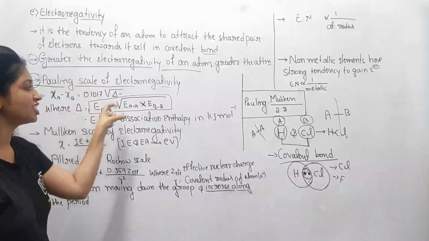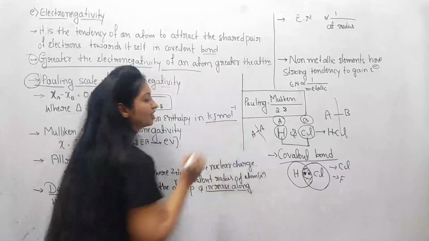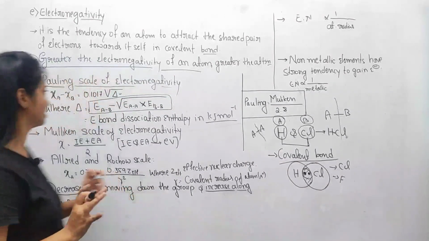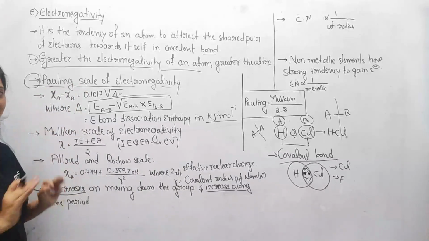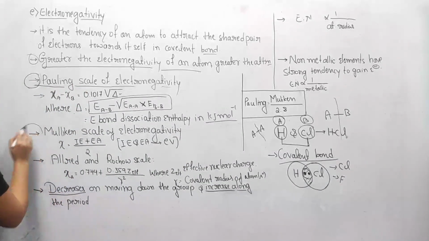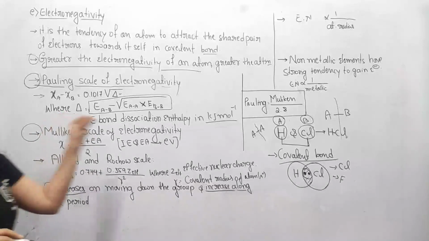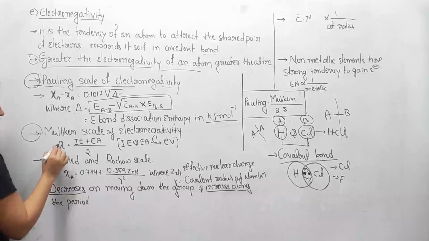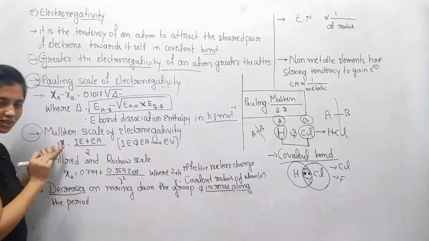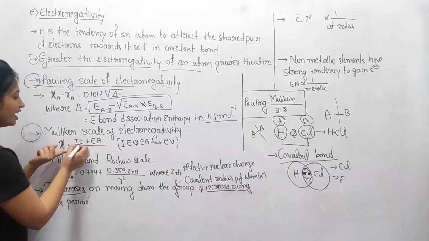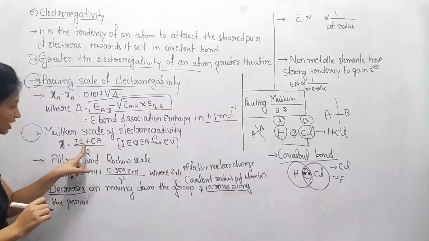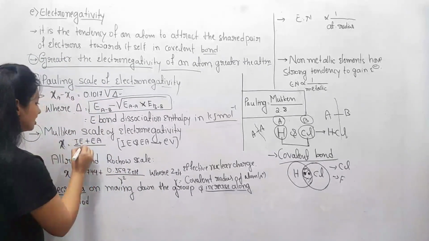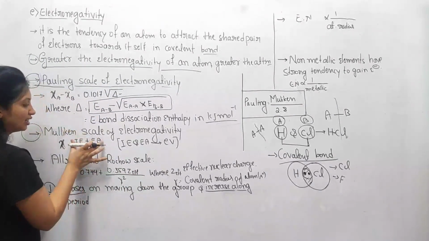Here the bond dissociation enthalpy is measured in kilojoules per mole. I hope you got clarity about the Pauling scale of electronegativity. And the next one is the Millikan scale of electronegativity. See here, what is the formula for the Millikan scale? X, the electronegativity, is equal to IE plus EA. IE means ionization enthalpy, plus electron gain enthalpy.